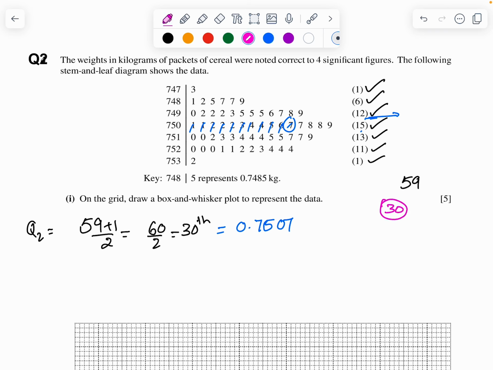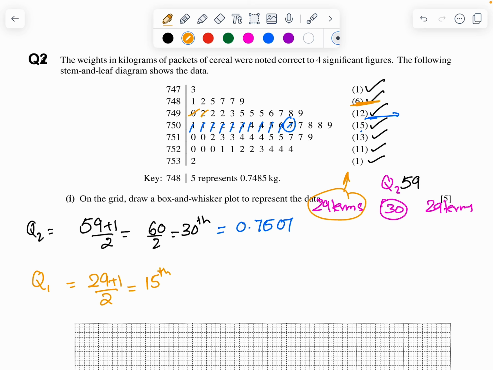The 30th one is going to be the median, which is Q2. Over here there will be 29 terms, and on the left side there are 29 terms, and on the right side there are 29 terms. Now the middle of these 29 terms is going to be Q1. Since 29 is an odd number, (29 plus 1) divided by 2 gives the 15th term. So the 15th term, till here we completed 7, 8, 9, 10, 11, 12, 13, 14, 15.